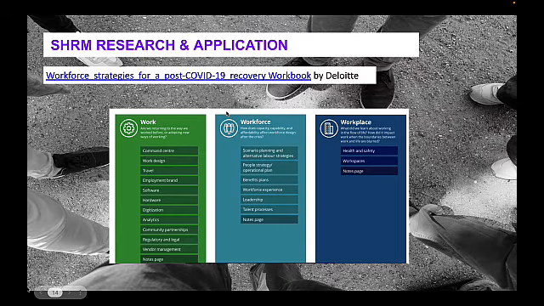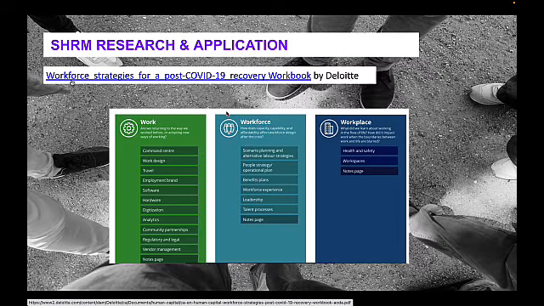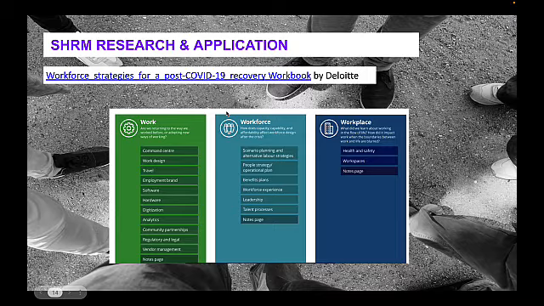So here's an example of strategic human resource planning in action as it relates to COVID. And I really encourage you to take a full look at this. This is a link to the Workforce Strategies for a Post-COVID-19 Recovery Workbook by Deloitte & Touche. And this is the high-level overview of their framework. So they look at three particular areas and dynamics of workforce planning, which does indeed take a very strategic approach. And you can see that the planning here from a strategic approach focuses first on the work, and then the workforce, and then the workplace.